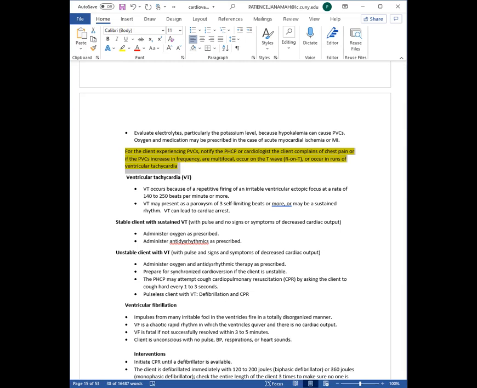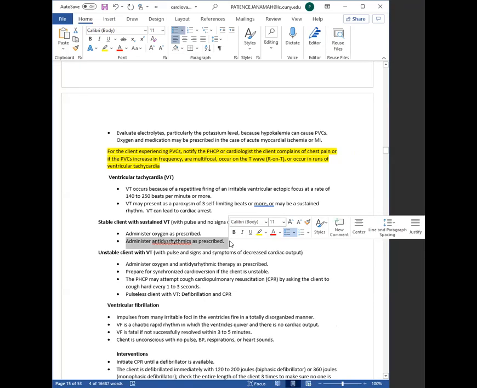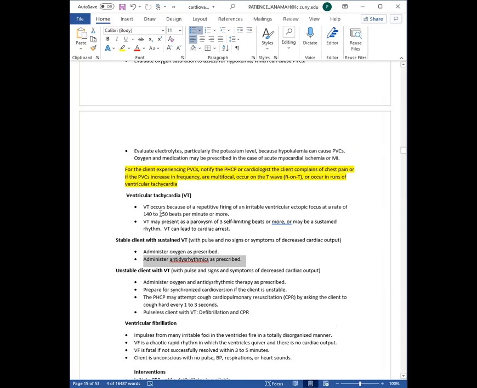Now, ventricular tachycardia, we have the stable client with VT. So if the patient is stable and is having VTAC with a pulse and no signs or symptoms of decreased cardiac output, you want to administer oxygen. You want to administer antidysrhythmic medications as prescribed. So if a patient is stable and it's just that you are having VT, ventricular tachycardia, the best thing the nurse wants to do is to give the patient oxygen.